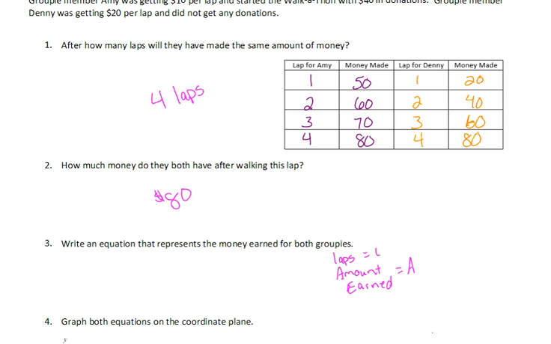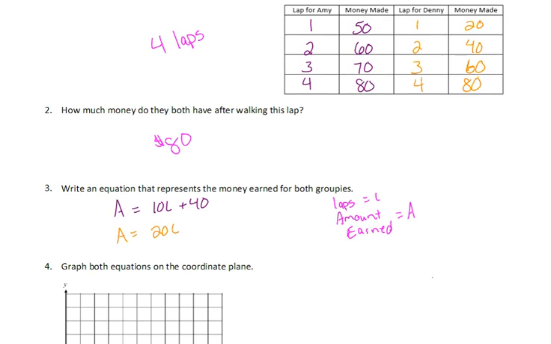We know that for Amy, Amy's amount is $10 per lap plus the $40 in donations. We know that Denny's amount is just the $20 per lap. So looking at these, good review of vocab. Denny's is called a proportional relationship because the amount of money earned is directly proportional to how many laps. Amy's is non-proportional because we have that y-intercept.